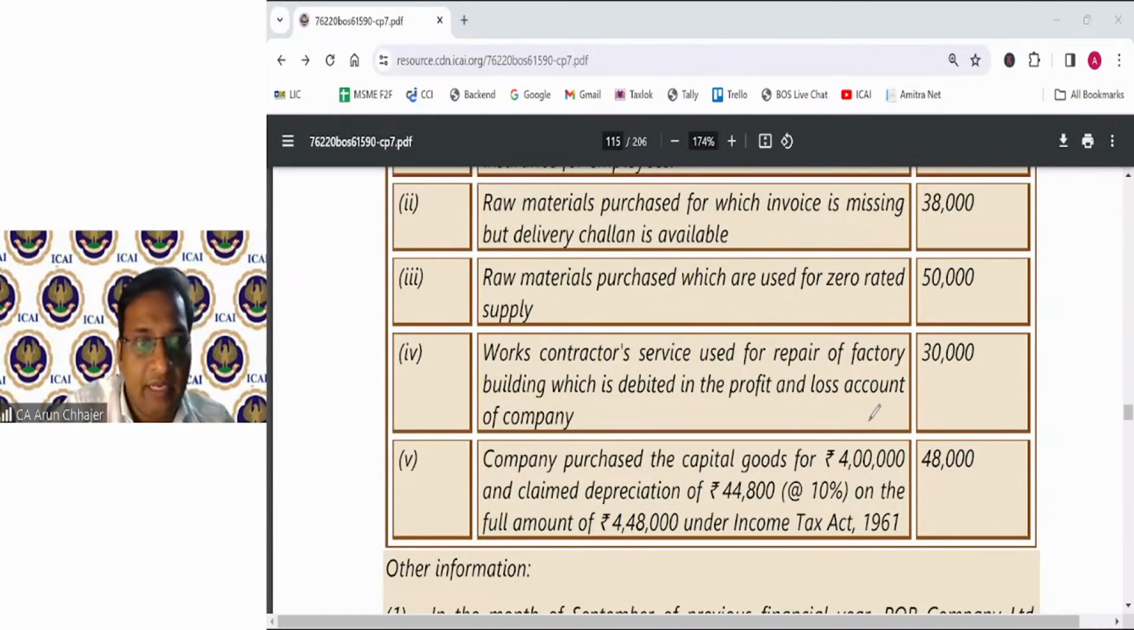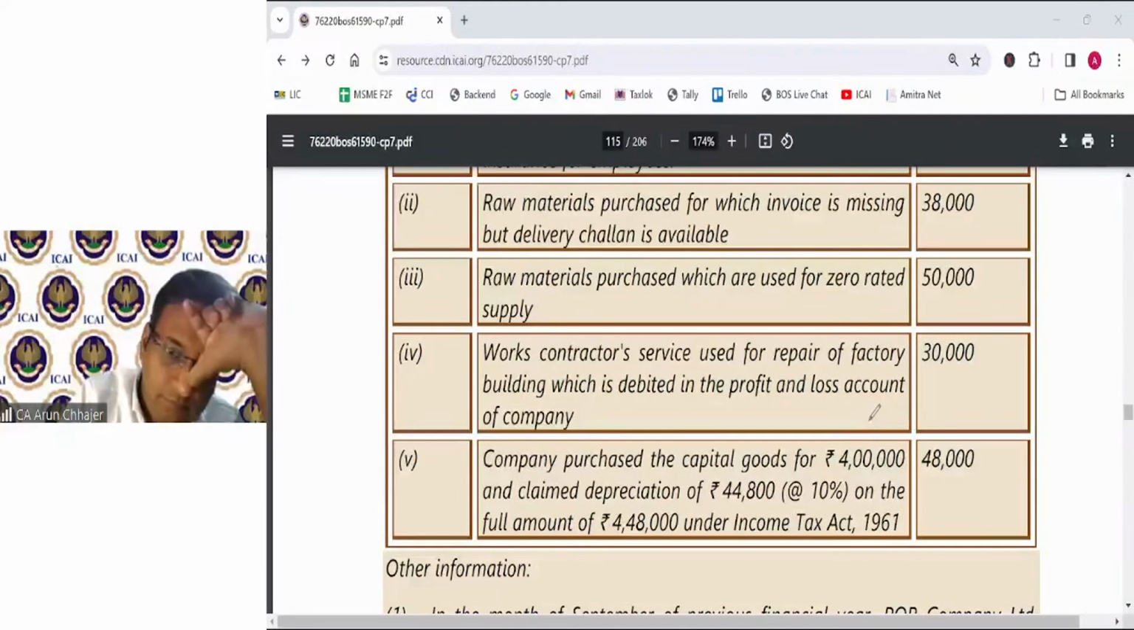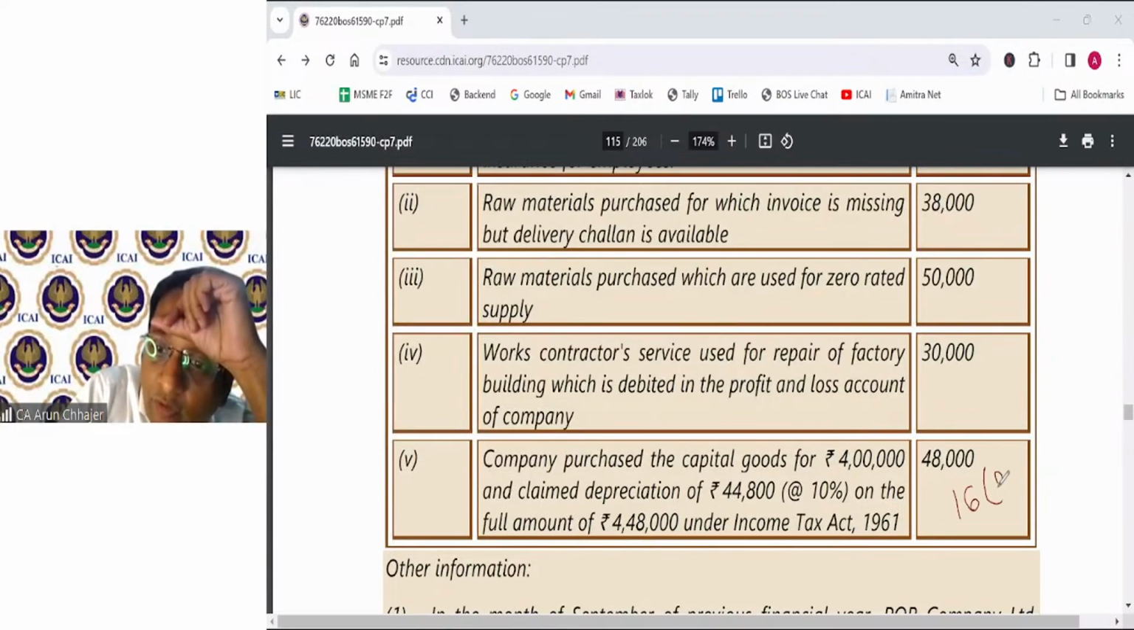Will the ITC be available or not available? The answer is no, because he is charging the depreciation on the full value.